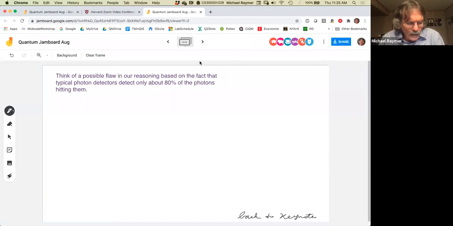Why would this be a separate problem for the experiment? Why could this possibly rule out that the experiment is telling us what we think it's telling us?